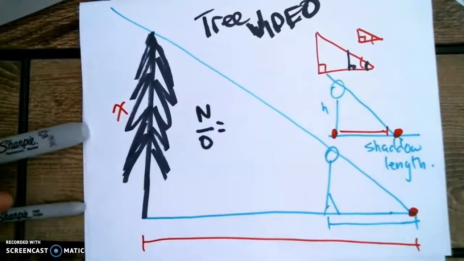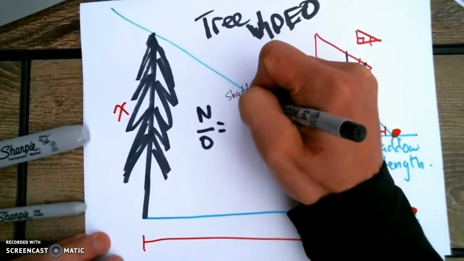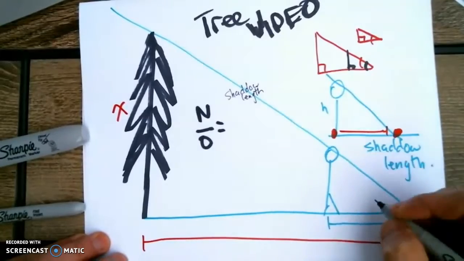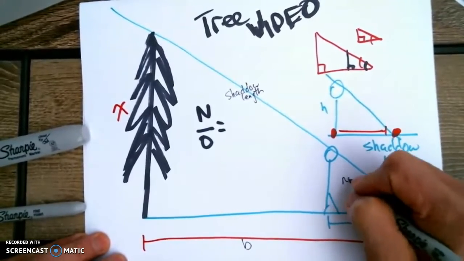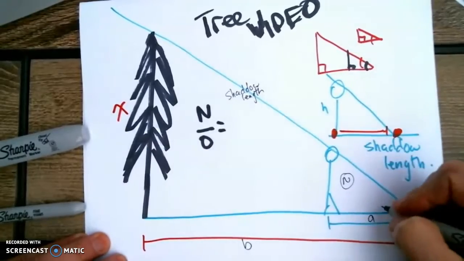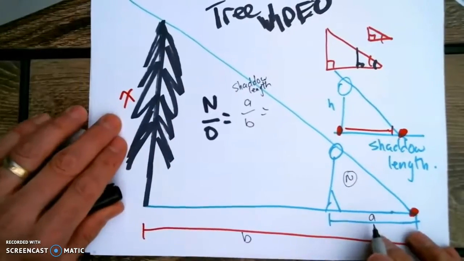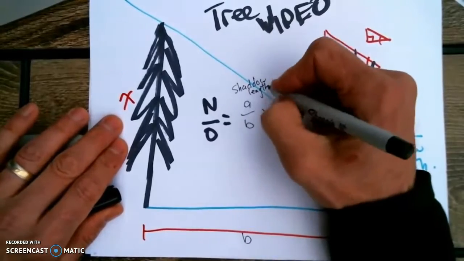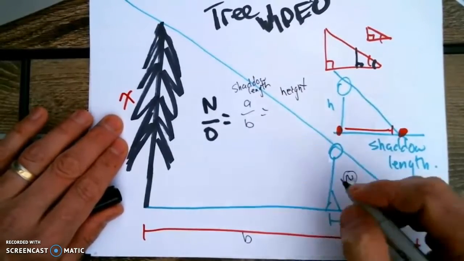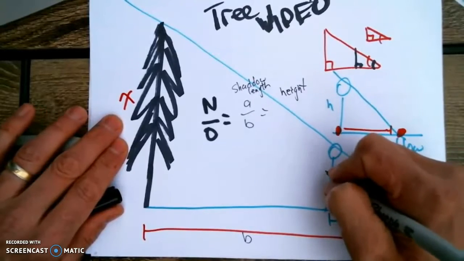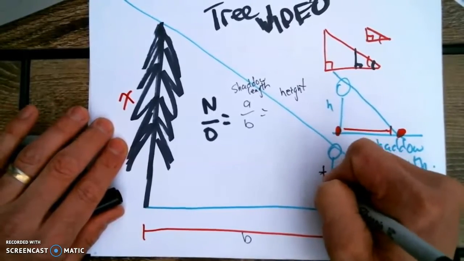Let me use a smaller pen because that'll look nice. So this is the shadow length, right? So let's say that's A and this is B. I'm going to make me the new. The tree is going to be the original. So it's going to be A over B equals, well, I'm the new. I know my height. So the next one is going to be the height, like so. So that's going to be, let's call that T. Looks more like an X.